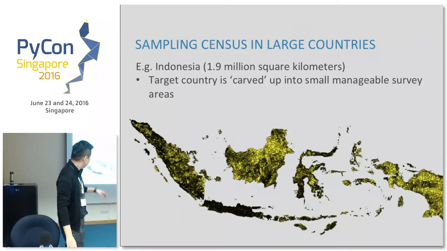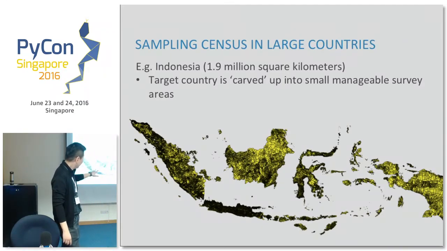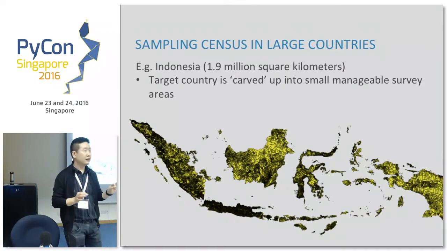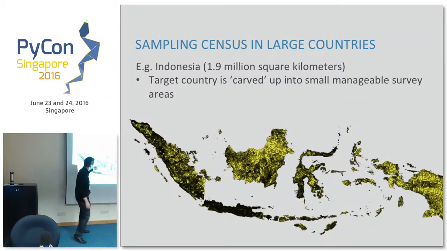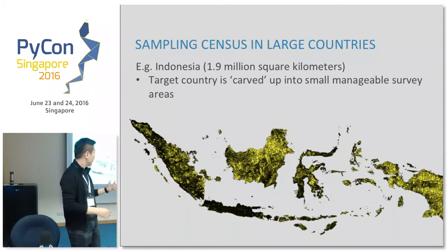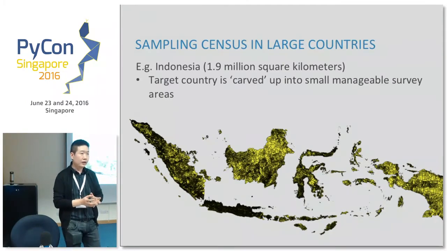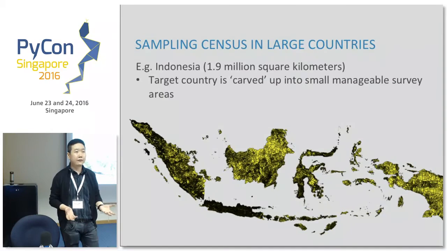Of course, even if we have broken up such a big country like Indonesia into very small pieces, there are over 66,000 survey areas. So even with these small areas, there is still a large number of them. It's still impossible to cover all of them.